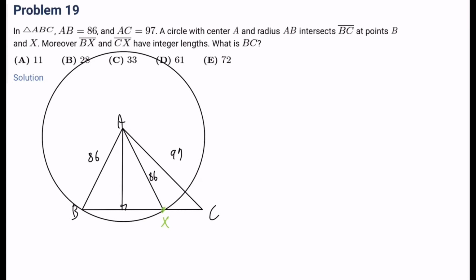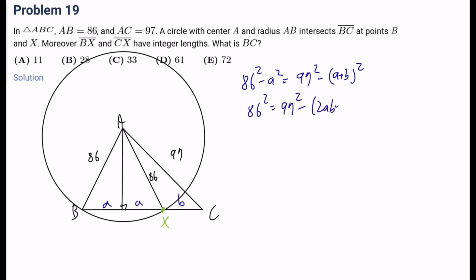And what is BC? Okay, so we want BC lengths, and basically we can just see that if we set lengths as A and B, because A are the same, then we can just use Pythagoras for this triangle, that small one, and this large triangle, because they are both 90 degrees. So if we do that, then we get that 86 squared minus a squared equals 97 squared minus (a plus b) squared. So this gives us that 86 squared equals 97 squared minus (2ab plus b squared).